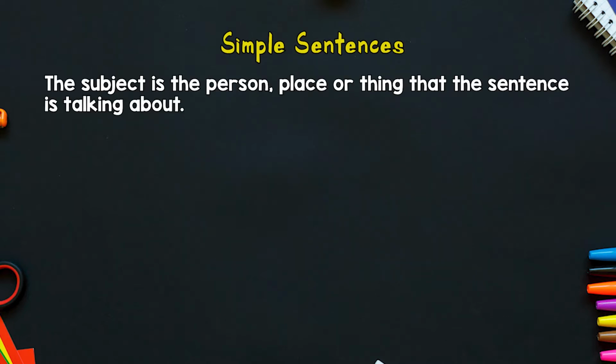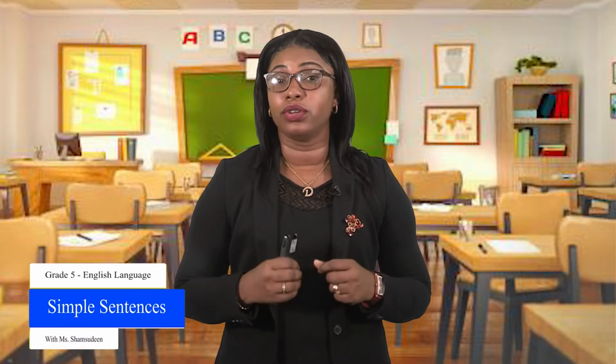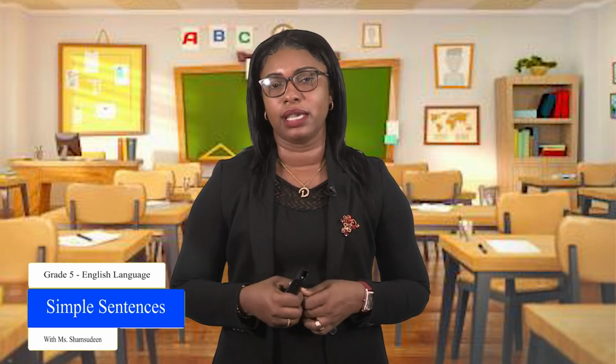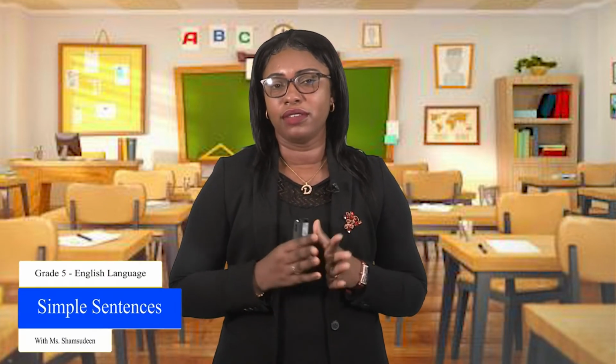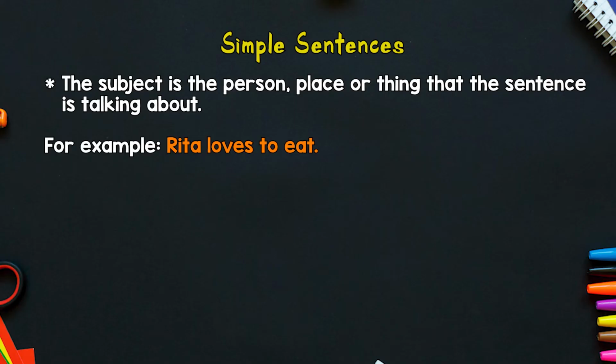The subject is the person, place, or thing that the sentence is talking about. And that is very important for you to be able to identify so that you could link the other information from the sentence to the subject. So we have another example here. Rita loves to eat. Rita loves to eat.